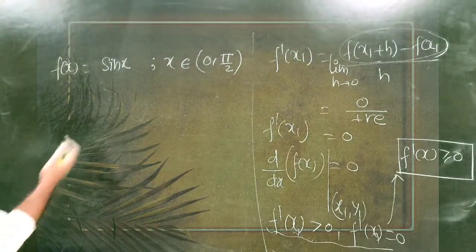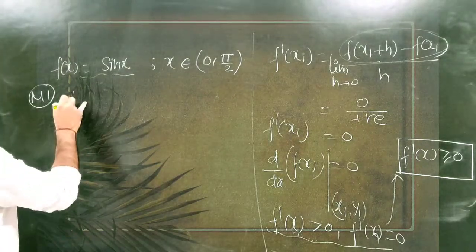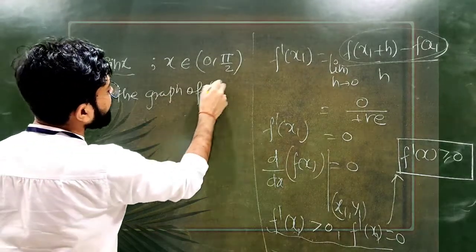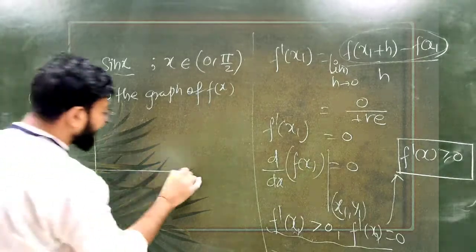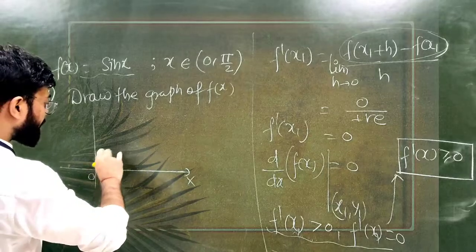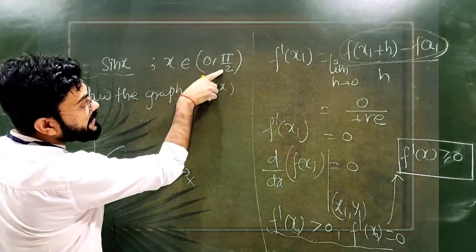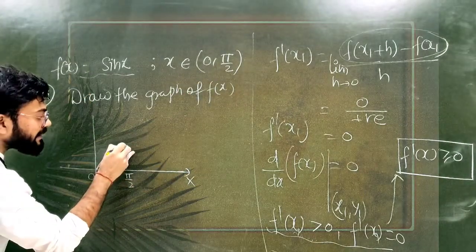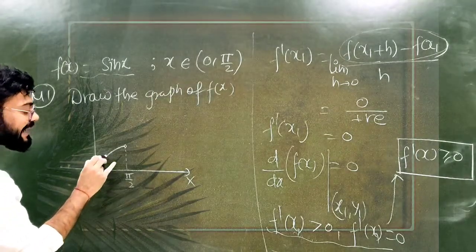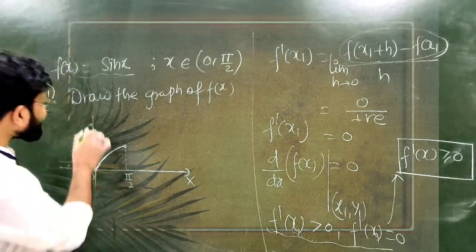First method: let's draw the graph of the function in the given interval. So this is the graph of sin x in between 0 to pi by 2. Here at pi by 2 the point is open, so I will write here open. So in between this, if you see this function, is it increasing or decreasing?